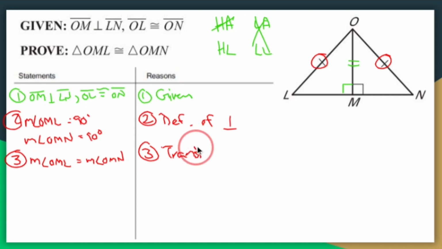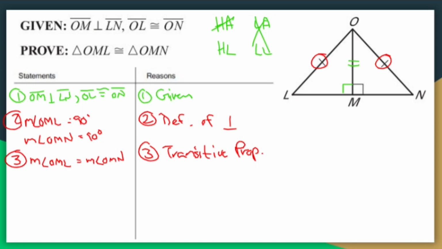Now, a lot of people might be like, well, why do we have to write out both of those steps? You kind of do. It's dumb, but you kind of do. You have to show that they're 90 degrees, and then you have to show that they're equal. And now that they're equal, you're in good shape.